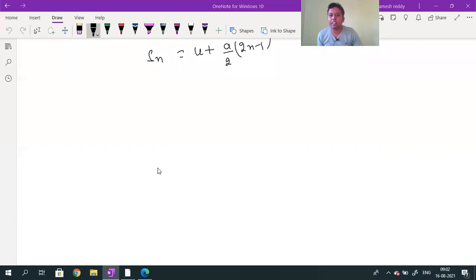We wrote 4 equations. First equation: v is equal to u plus at. Second equation: s is equal to ut plus half at square. Third equation: v square minus u square is equal to 2as. Fourth equation: Sn is equal to u plus a by 2 into (2n minus 1). Is there any doubt regarding those equations? No doubt?